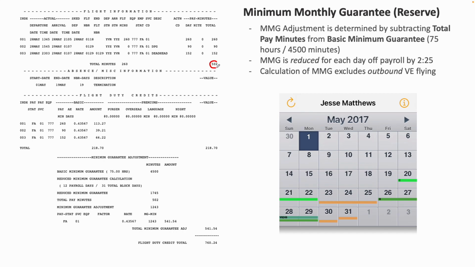You recall that 502 minutes correspond to what I did in May of this month. And to get paid for those minutes, we see with index 1 that the 260 minutes were multiplied by my hourly rate. The 90 minutes were multiplied by my hourly rate. And the 152 minutes were multiplied by my hourly rate. All those numbers were added up and got me to $218.70.